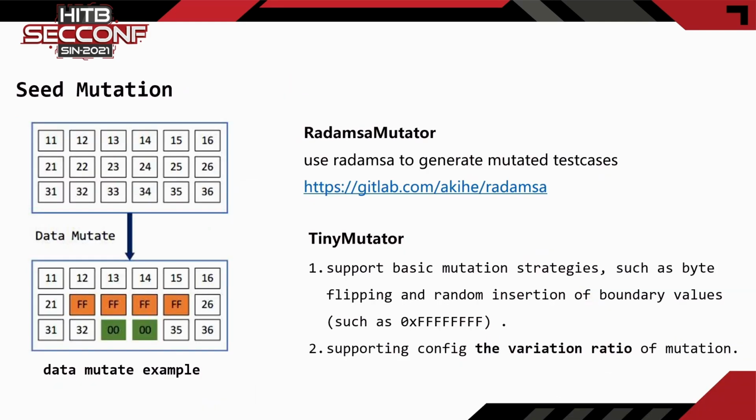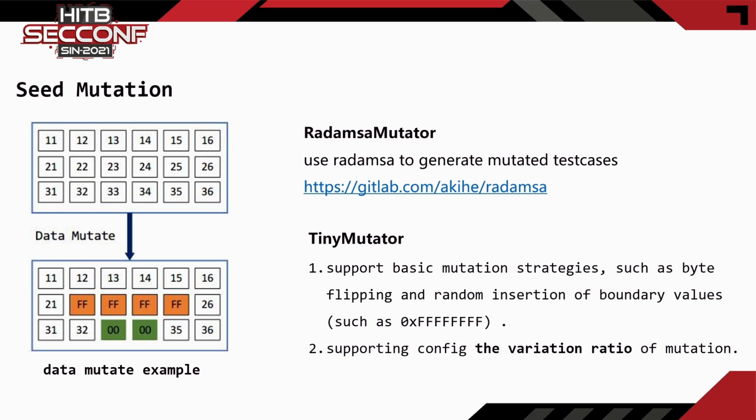Next, let's take a look at the implementation of the seed mutation module. As shown in the figure, seed mutation is to randomly replace some data in the test case. Currently, there are 2 seed mutation modules in trapfuzzer, radamsa mutator and tiny mutator. Radamsa mutator encapsulates radamsa, which is an open source seed mutation tool.